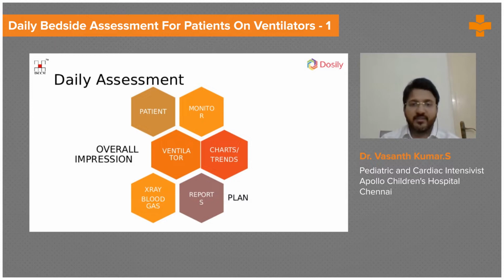How are the blood pressures? How are the hemodynamics? How are the ventilator trends? And how has the patient been over a period of time? That is the trend. Then you look at some of the investigations like X-ray, blood gas, and reports. After all these things, you make an overall impression. So how is the patient? Whether he is stable, improving, or worsening. And after that, you make a plan. So what to do for the patient.